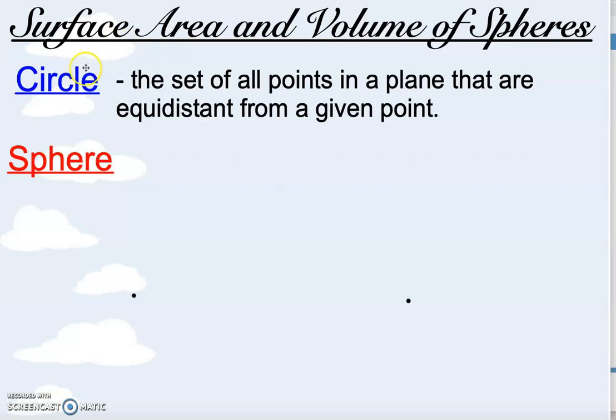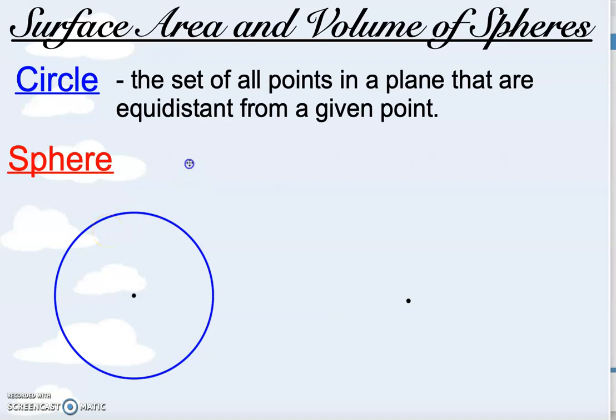You may recall from our time with circles that we said a circle is the set of all points in a plane that are equidistant from a given point. So, here's our given point, and if we go out a set distance from that point, we come across all these points right here in a plane, meaning it's flat, that are equidistant from that point.